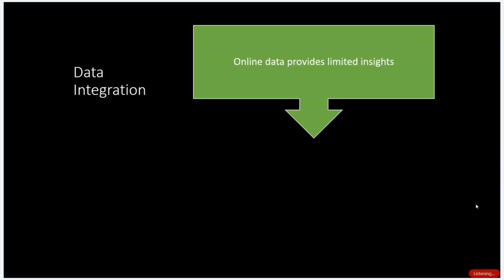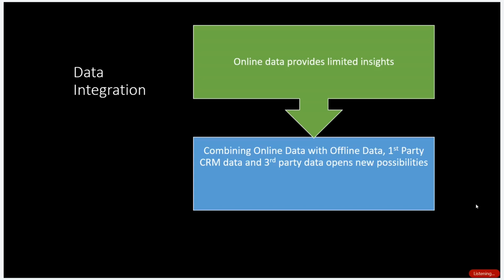Data integration: sending the data to BigQuery allows for data integration. Online data provides limited insights. Combining online with offline data, first-party CRM data, and third-party opens up new possibilities. If you're an e-commerce site, you know that local events, weather, school opening, reopening, etc., all these things have a big impact on how your sales are going to be.